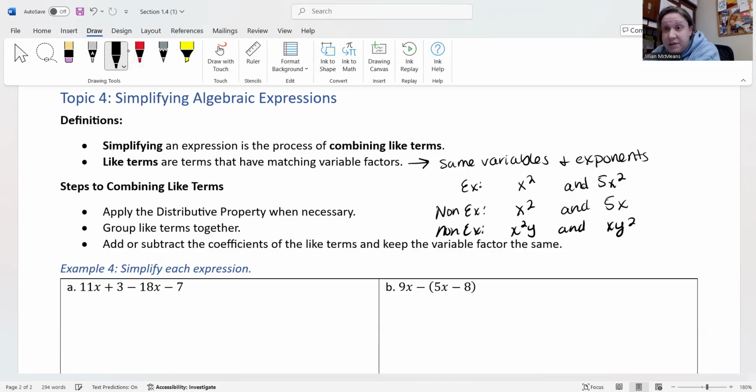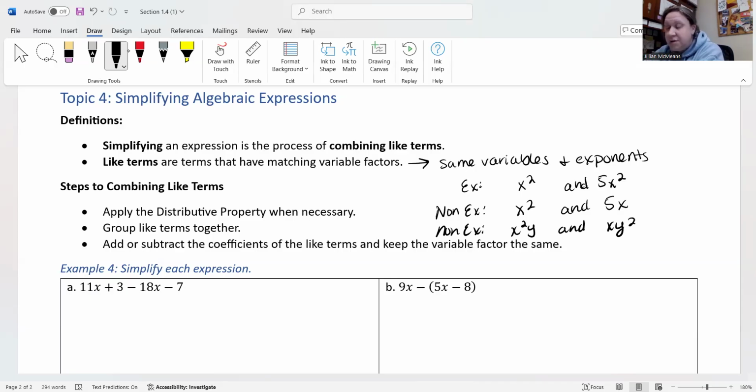Another non-example, let's say you had x squared y and xy squared. Well, here we have the same variables. We have the same exponents. We have exponents of 1 and 2, but the exponents are on the wrong variables. So though the exponents match and the variables match, they don't match consistently. In the first term, the x is squared and the y is to the first power. In the second term, the x is to the first power and the y is squared. So those would not be considered like terms. The variable parts have to match exactly.